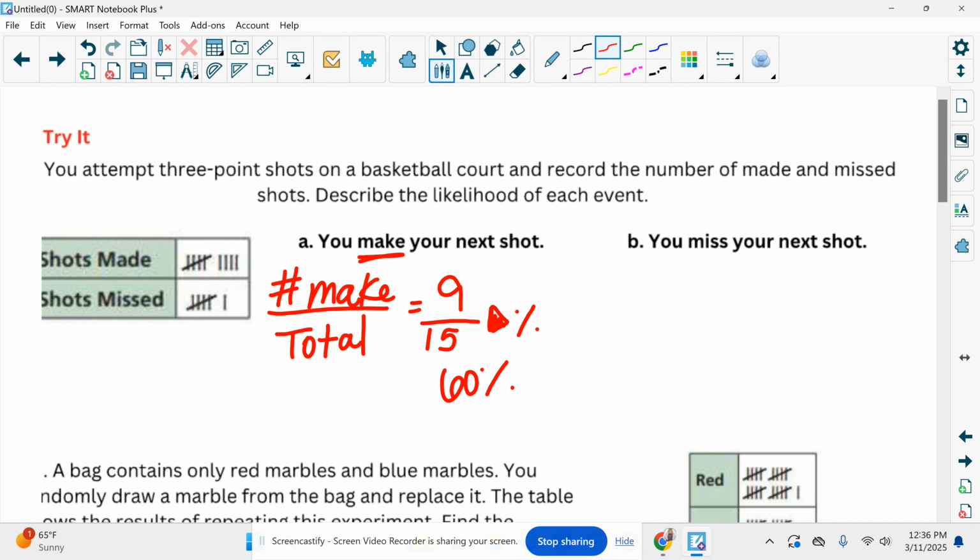Alright, that's the probability. Likelihood is unlikely, likely, certain, impossible. She's likely to make it. So we could put money on Presley making the next shot. We're not gambling here, but okay.